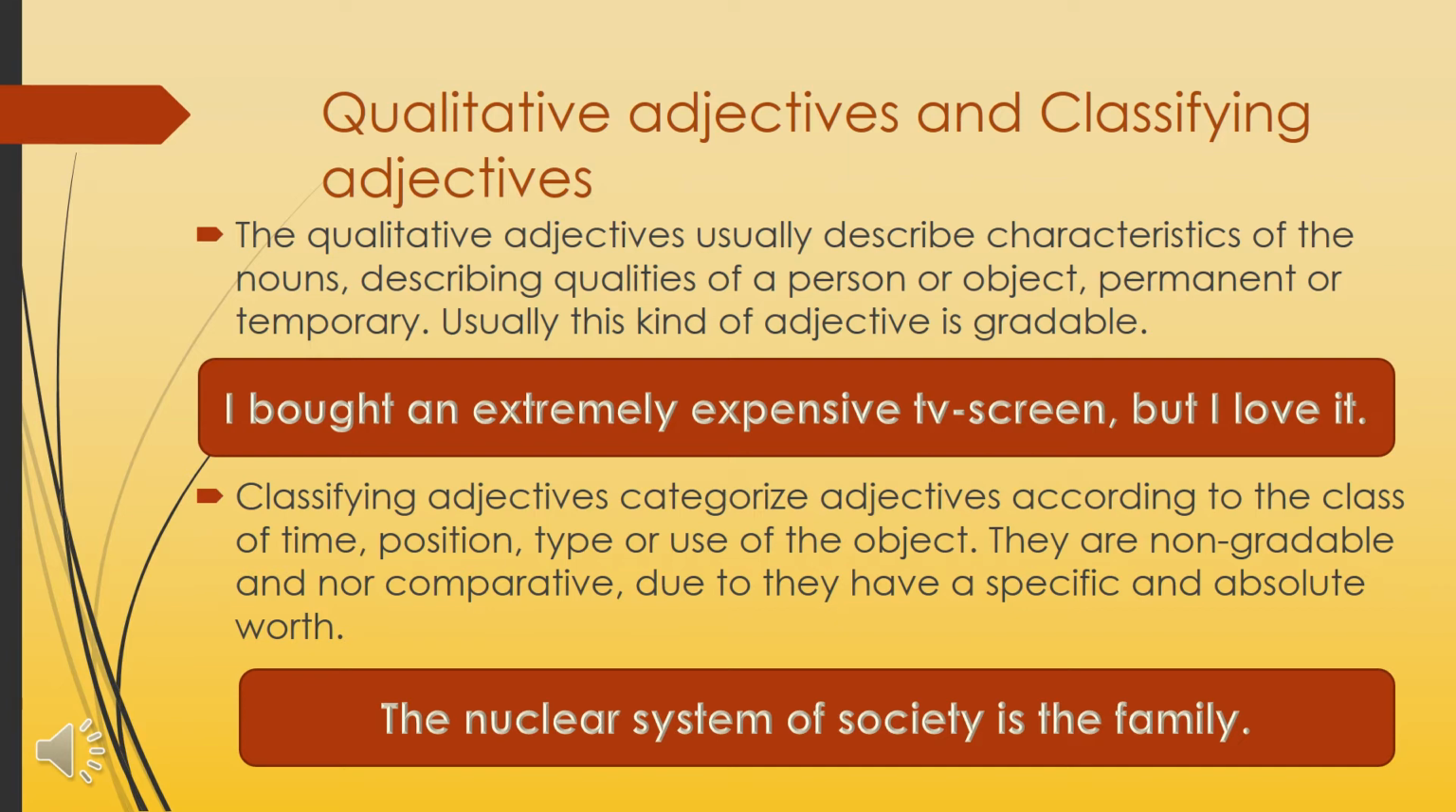Qualitative adjectives usually describe characteristics of the nouns, describing qualities of a person or object, permanent or temporary. Usually this kind of adjective is gradable. Classifying adjectives categorize nouns according to the class of time, position, type or use of the object. They are non-gradable and not comparative, because they have a specific and absolute worth.